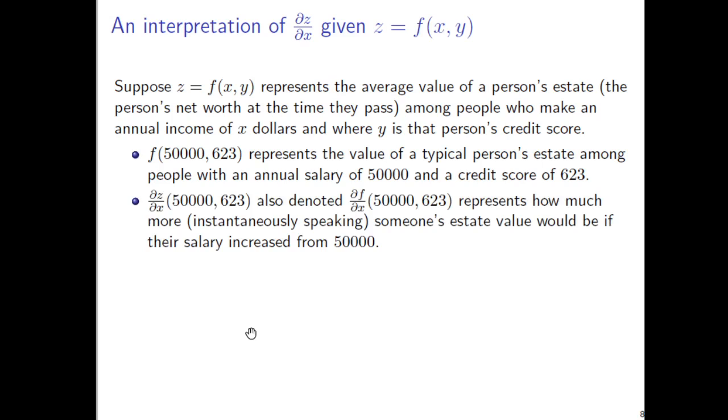Then dz over dx at that same point, also denoted df over dx at that point, would represent how much more, instantaneously speaking, someone's estate value would be. What would be the increase in their estate value? How much would it change by if their salary increased from $50,000, I guess, to $50,001?